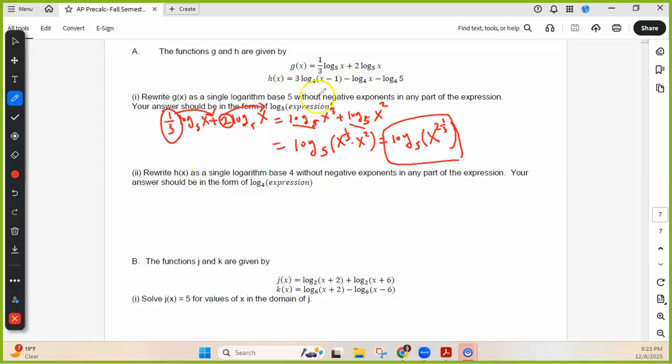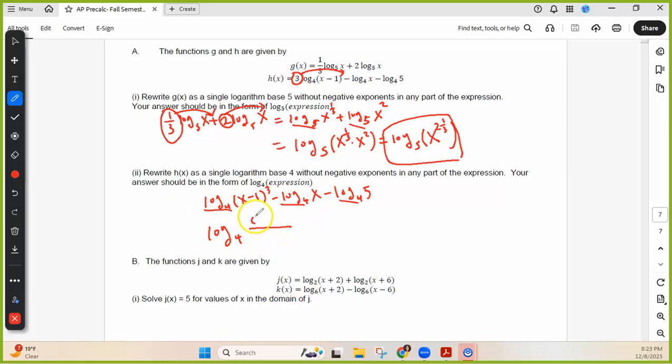Letter B, number 2. Now this time, we're going to condense the h of x. Same thing, I'm going to put that 3 as an exponent of the x minus 1. Then I got log base 4 of x minus 1 cubed minus log base 4 of x minus log base 4 of 5. All of them are log base 4, so let's combine it as a single log base 4. What's the rule? On your argument, if it has a positive coefficient in the front, it's going to go in the numerator of the argument. If it has a negative in front of the log, that's going to go in the denominator of the argument. So is that plus or negative?